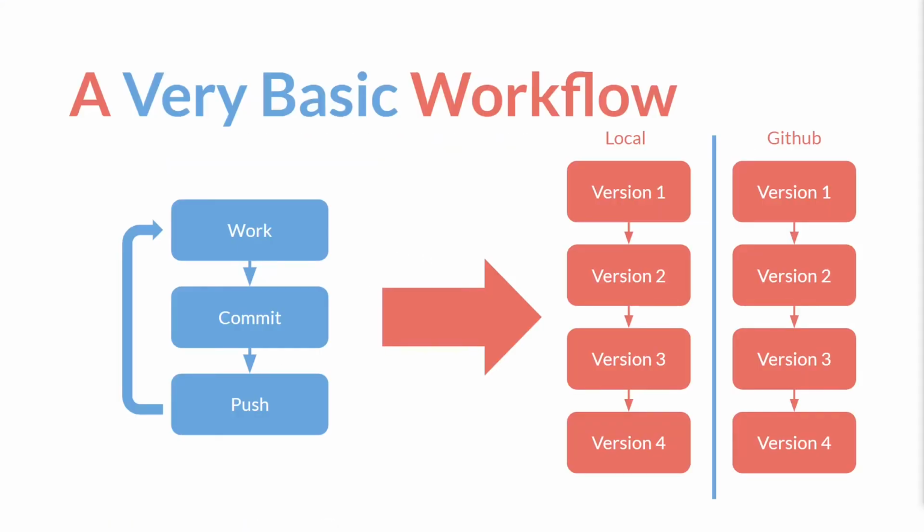So there you go, a very basic workflow where you work, then you commit, then you push, then you work, then you commit, then you push, then you work, commit, and push. And what that creates will be a version history going from version to version that is now mirrored on GitHub, allowing you to go to GitHub and view your code online, look at your commit history and code at different points in time, and so on.